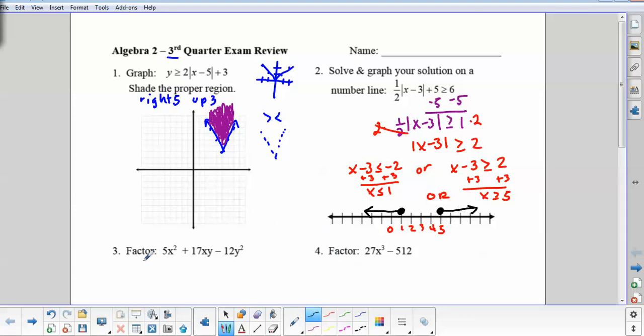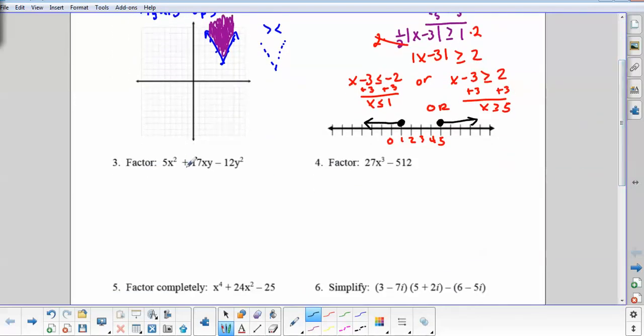Alright, next one we need to factor. This is difficult to factor for 2 reasons. One reason is because you have both x and y. And the other reason is because your lead coefficient is a 5 and it's not 1. Factoring is much easier when it's 1x squared.